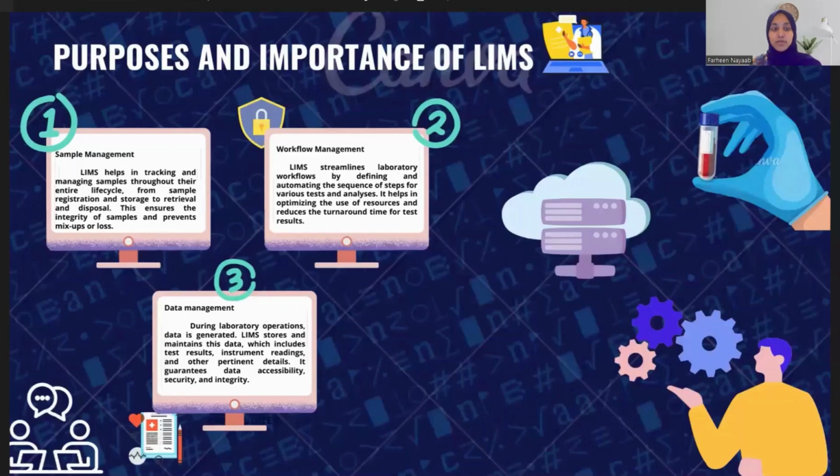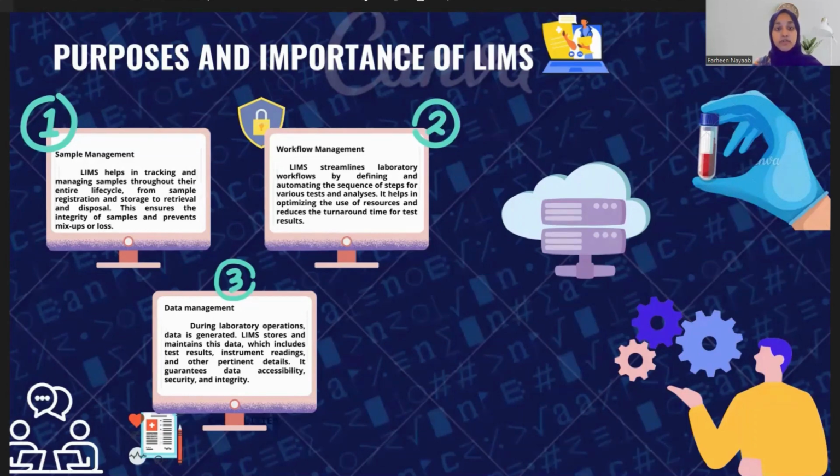Hello, I'll be talking about the purposes and importance of LIMS. First, the purposes. There are three important purposes of LIMS, and the first one is sample management. LIMS helps in tracking and managing samples throughout their entire life cycle, from sample registration to storage, retrieval, and finally disposal. This ensures that the integrity of the samples is maintained and prevents any mix-up or loss of the samples.